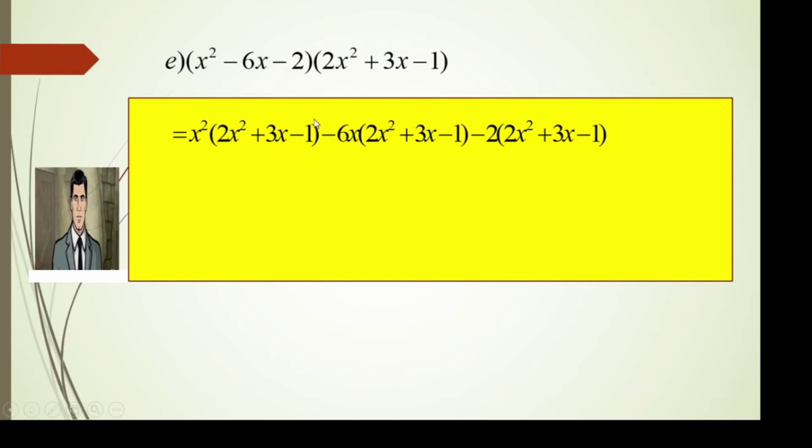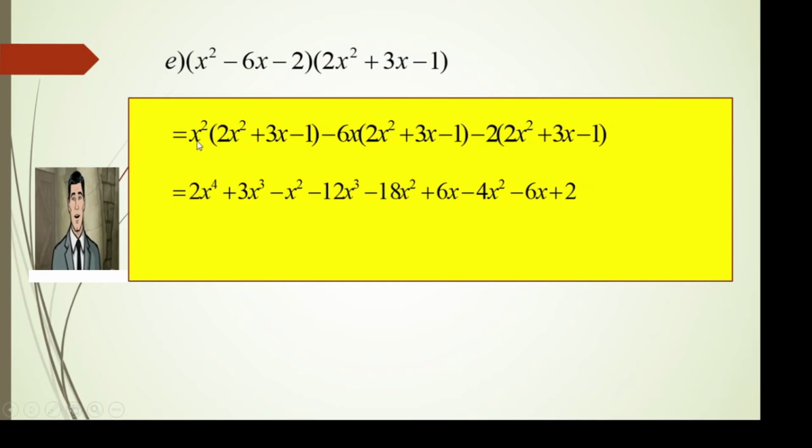Then minus 6x multiply to the second quantity 2x squared plus 3x minus 1. Then negative 2 multiply to the second quantity 2x squared plus 3x minus 1. Then distribute x squared inside, and that is 2x power 4 because we add the exponent. Then x squared times 3x, and that is 3x cubed because we add 2 and 1. So this becomes cube. Then x squared times negative 1, it becomes negative x squared.